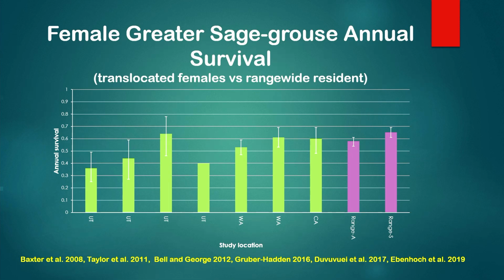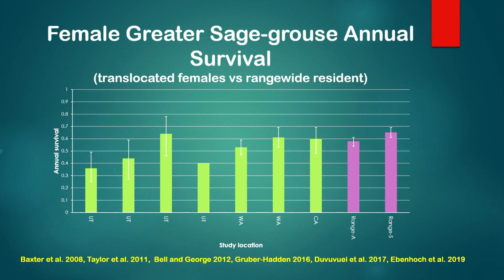The green bars in the first 4 are all from Utah. There were some supplementary papers, and it was real difficult to pull out which one was which, but they were all published papers. And then there's 2 years of data from Washington, and that's the next 2 bars, and then female survival rates for Washington.